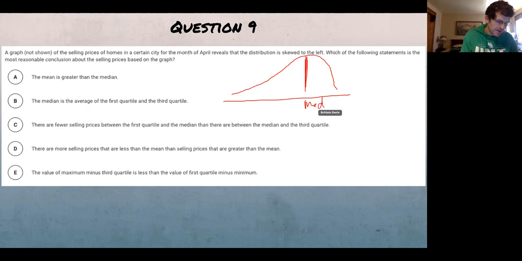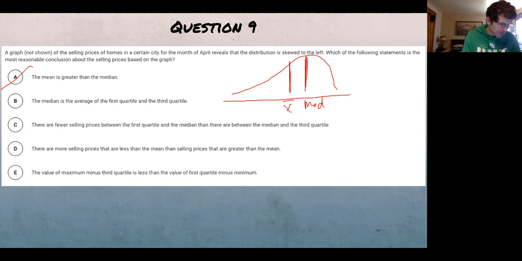I know that the mean is pulled in the direction of the tail. So now the mean is greater than the median. No, the median is the average of the first and third quartile. Well, that's interesting. Let's come back to that one. Well, let's just do that one.